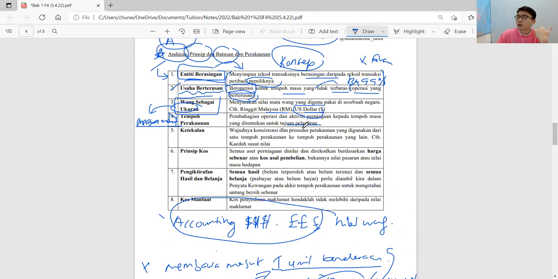Okay, so normally it is sebanyak 1 tahun. Let's say if your company bermula pada 1 January, then if the tempoh perakaunan ialah 1 tahun, then dia akan tamat pada 31st December. That year lah, let's say it is 2022. So 1st January 2022 sampai 31st December 2022, this is 1 year. Meaning, whatever happens between 1st January 2022 sampai 31st December 2022 will be the tempo perakaunan.